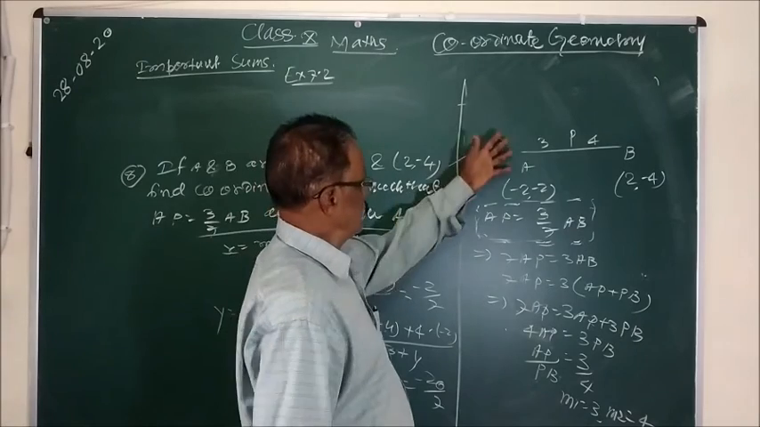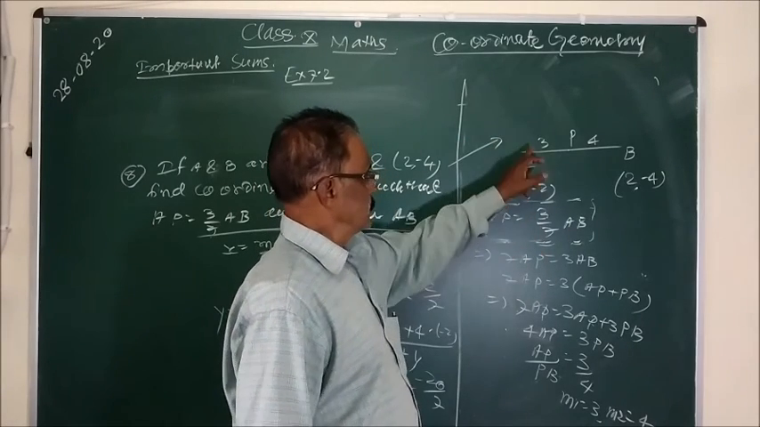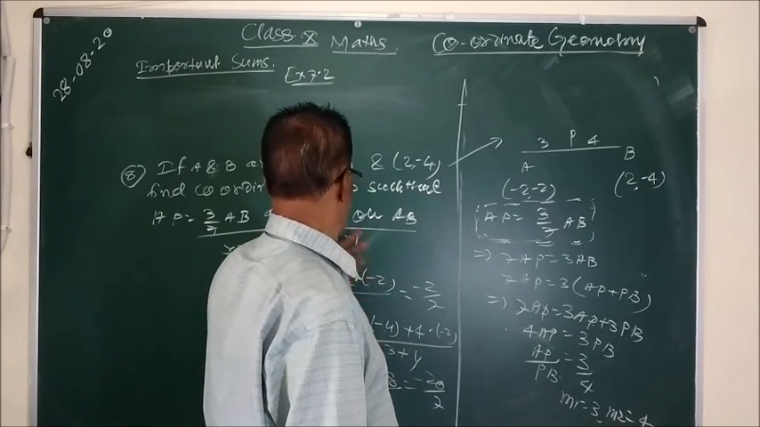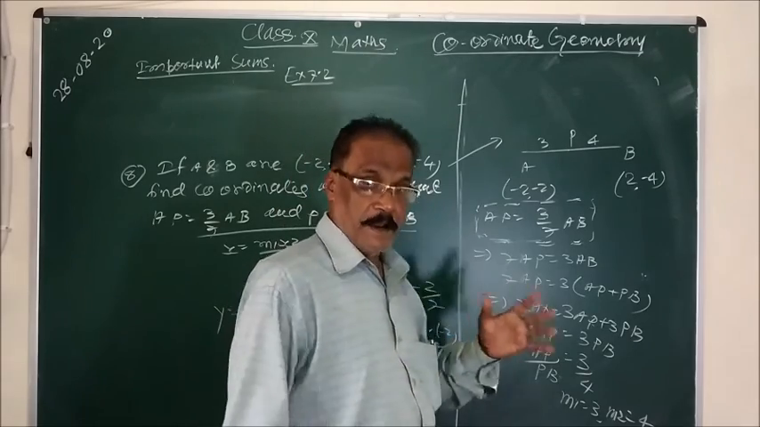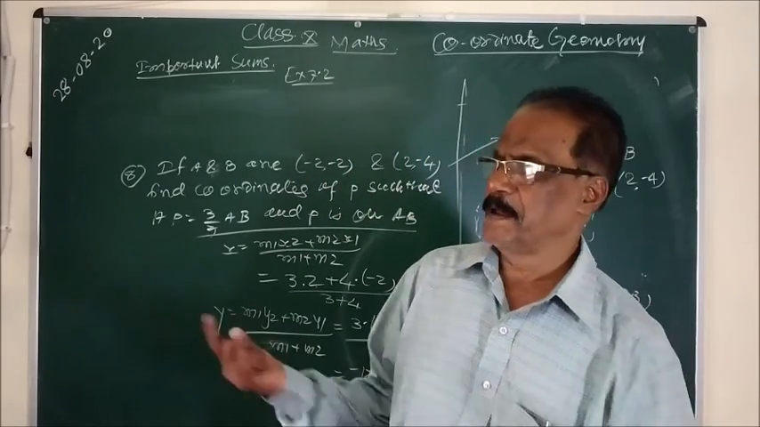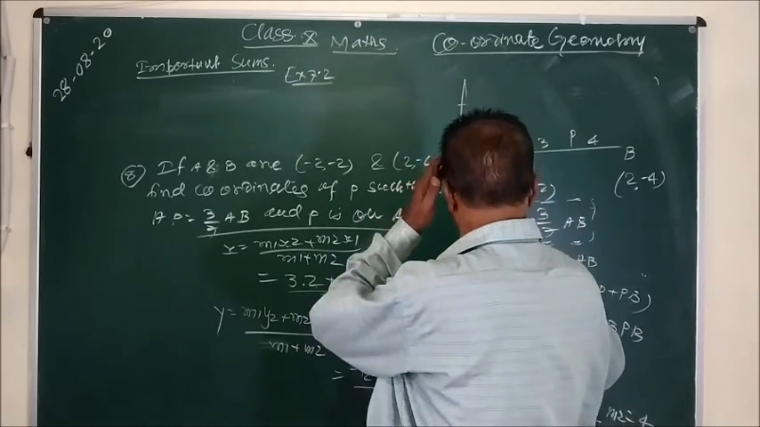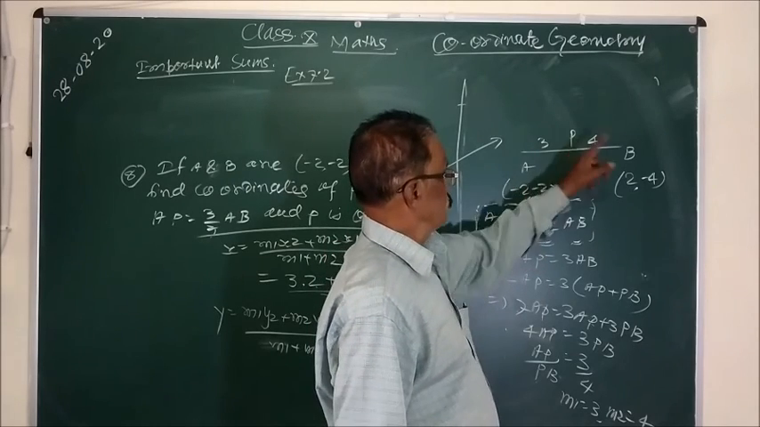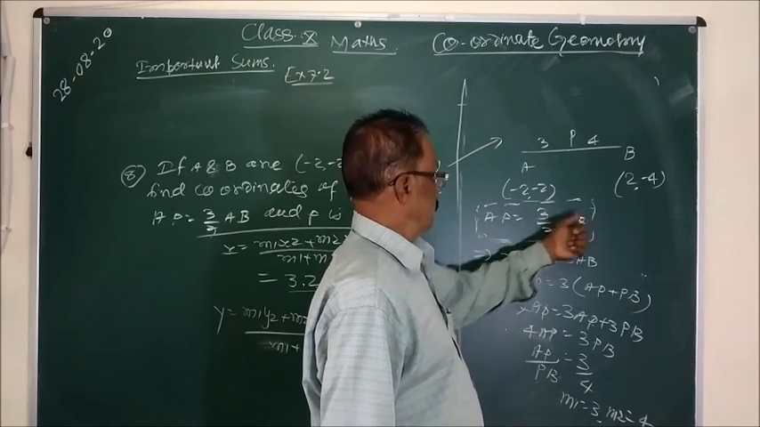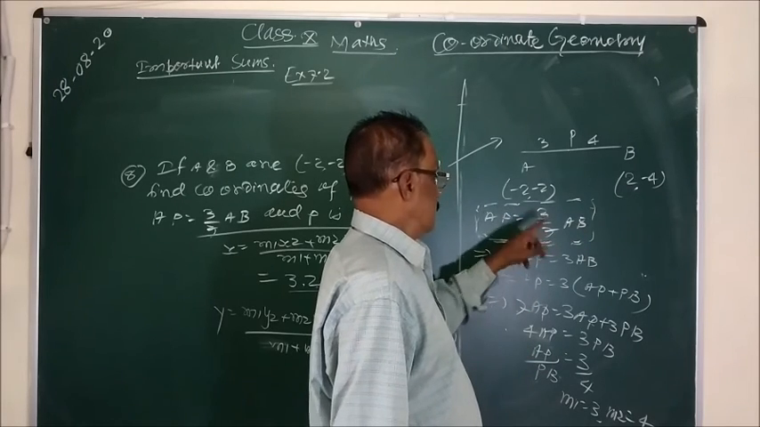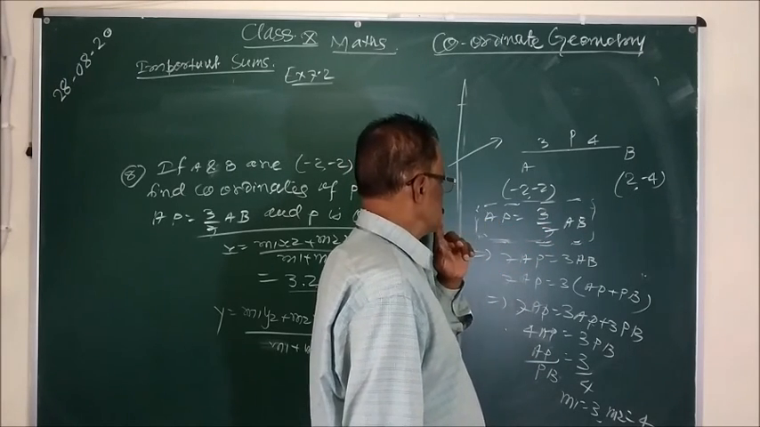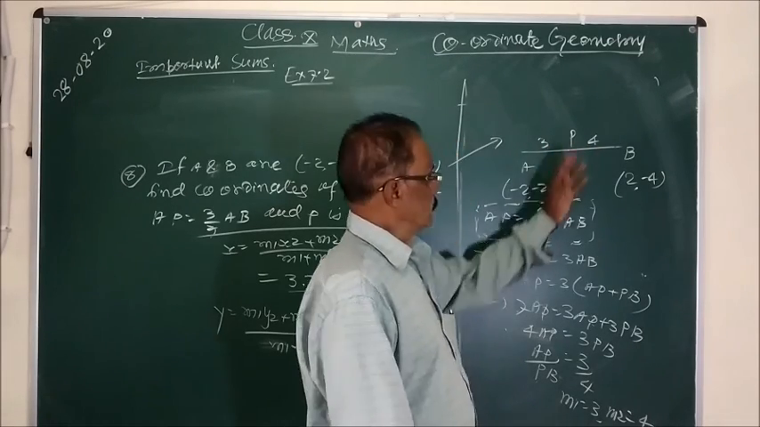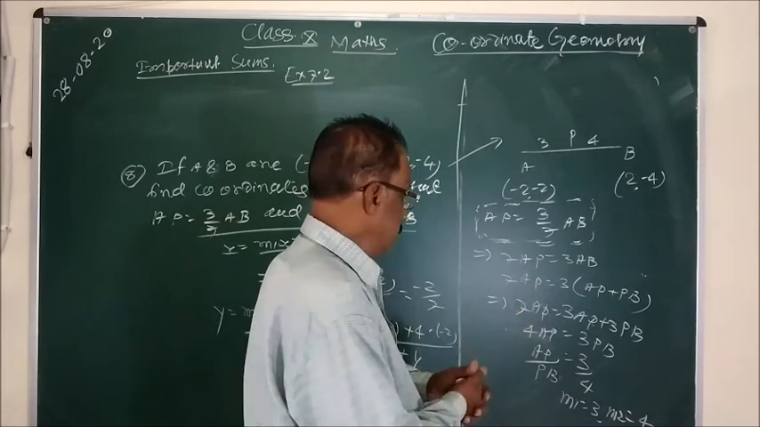If the ratio of AP is to PB is made clear, then there is nothing else in the question, as you have already found the coordinates of a point which divides a line segment in a given ratio. But here the only difficult part of this question is that the ratio AP is to PB is not given. AP is equal to 3 by 7 AB. You can understand if you use your common sense. This 3 by 7 means this is 3 and the whole is 7, so the remaining part will be 4. 3 is to 4 is the ratio.